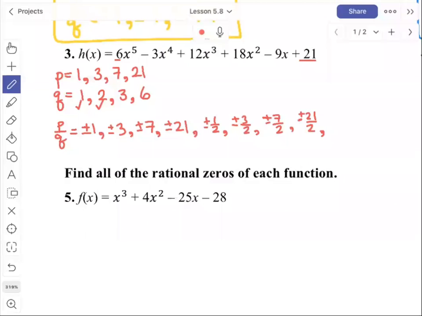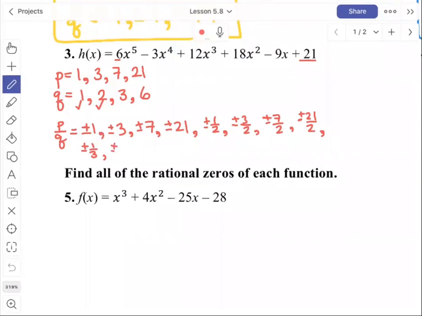Continuing, Q is 3. Plus or minus 1 over 3. Plus or minus 3 over 3. Oh, wait, actually. Plus or minus 3 over 3, what does that reduce down to? 3 over 3 is equal to, anyone? 1. Yeah, equals 1. Do we already have that in our list? Yeah, we do. So don't worry about writing it again. Don't put 3 over 3 because that reduces to 1, and we already have plus or minus 1 right in the front there. So skipping that.